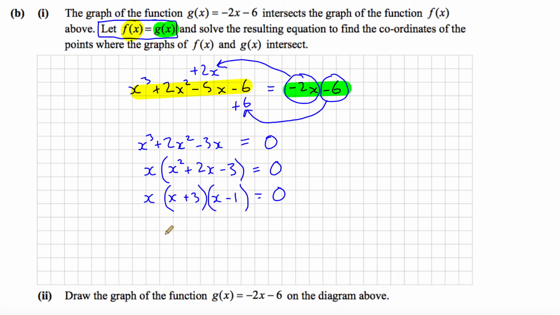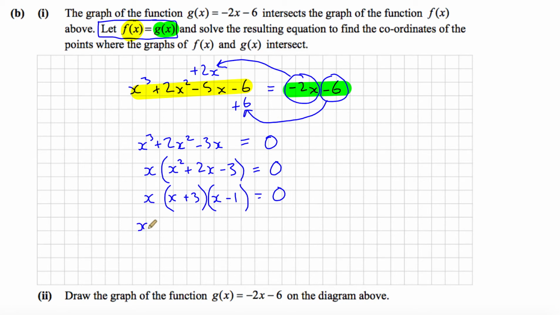So we factorized correctly. If this times this times this equals 0, then we have to imagine what happens if each thing was 0. The only way that can happen is if one of these three factors is 0. So let's have a look at each one.